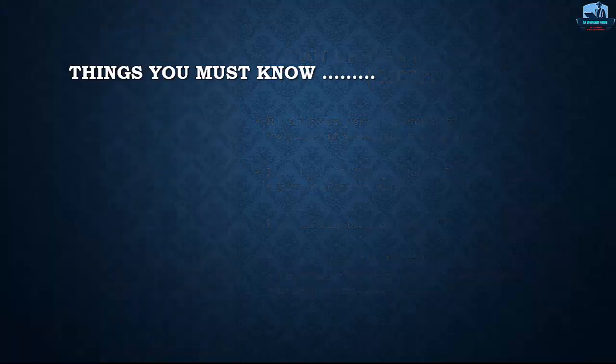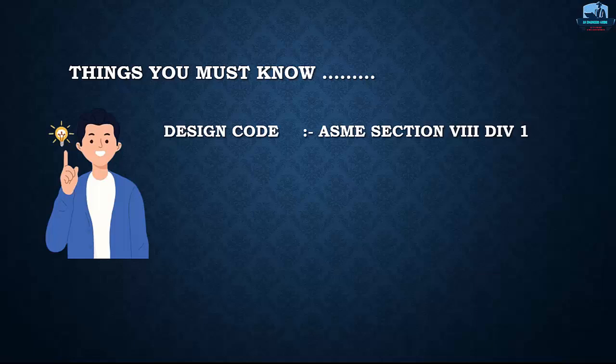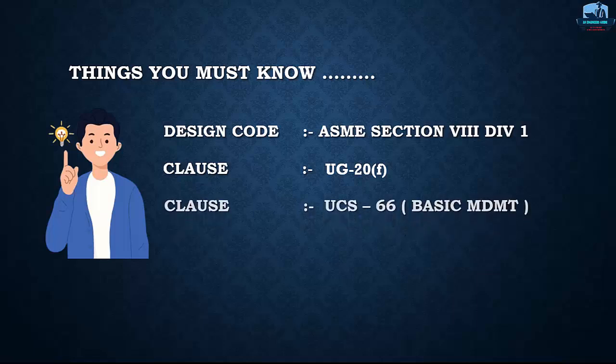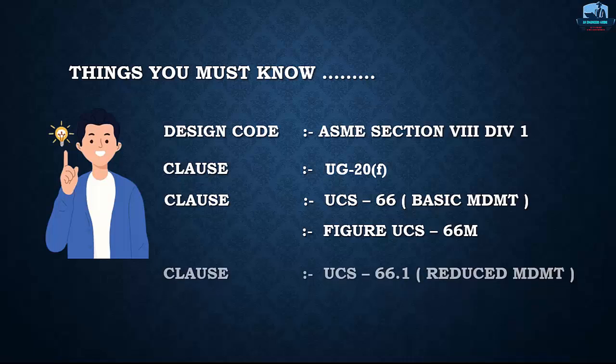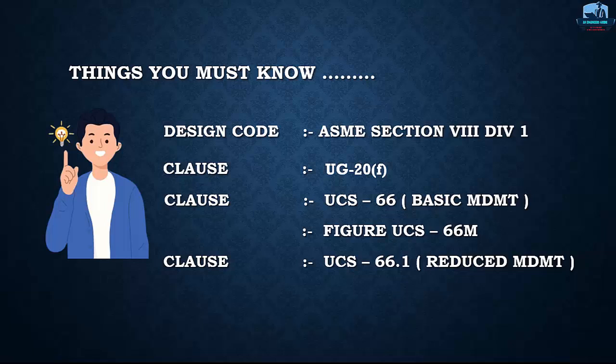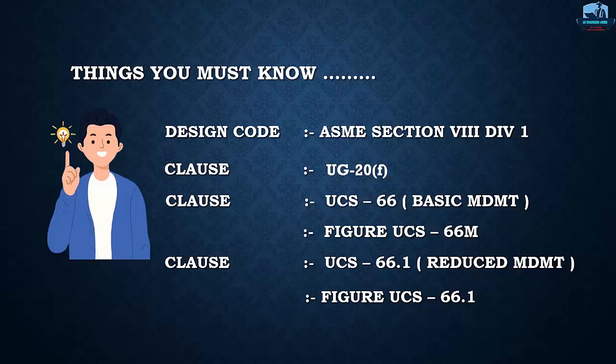Now let's understand which things you must know to perform MDMT calculation. First of all, you should know the design code, ASME Section 8 Division 1. Then you should know the clause UG-20(f) in Section 8 Division 1. Then you should know the clause UCS-66 for basic MDMT, and Figure UCS-66. You should know the clause UCS-66.1 to find out the reduced MDMT, and Figure UCS-66.1. Those are the things you should know to perform the MDMT calculations.